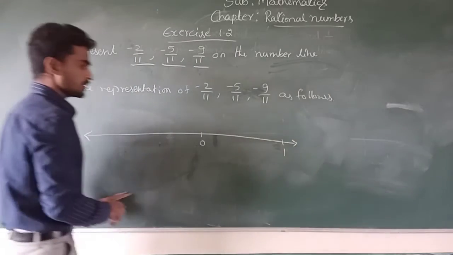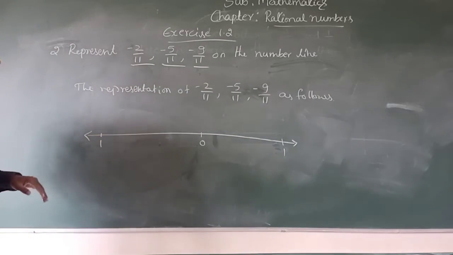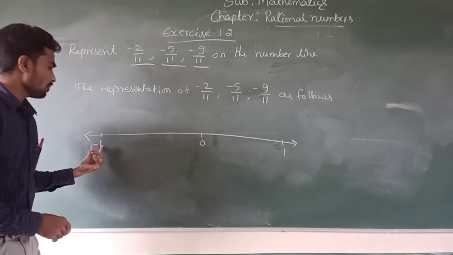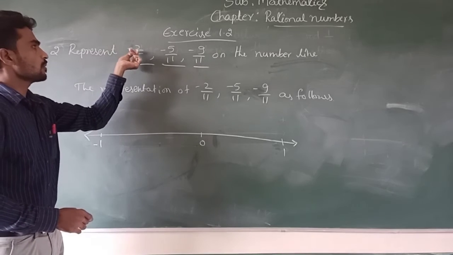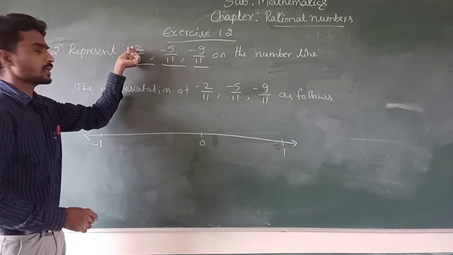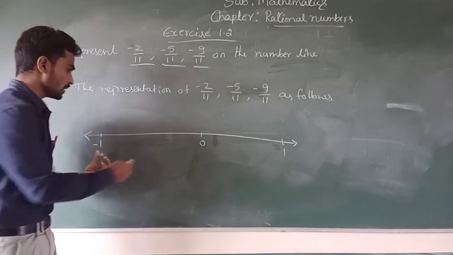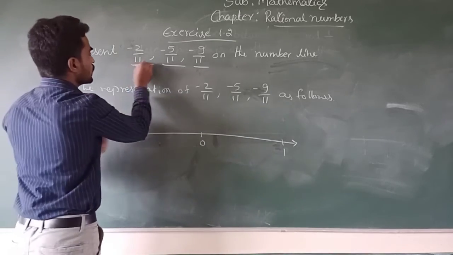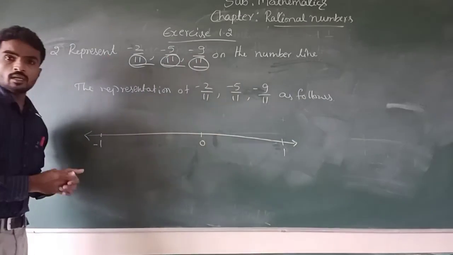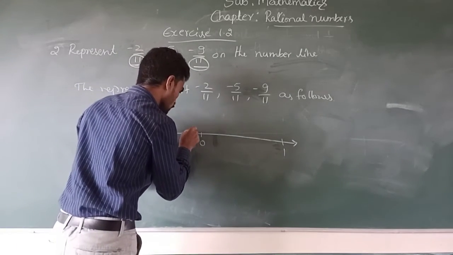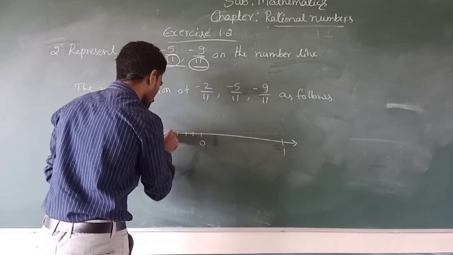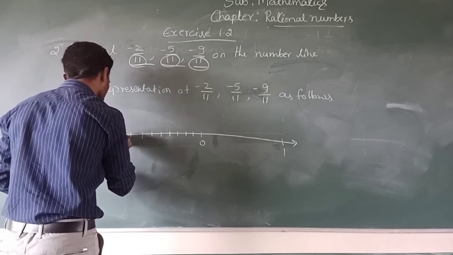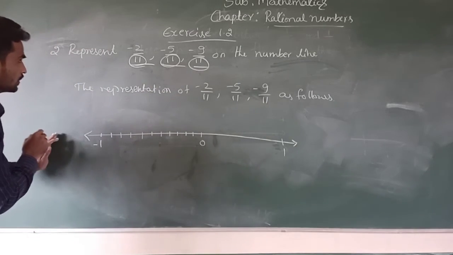Here, for example, 1 is there on this side and minus 1 is there on the other side. Now these values are in between 0 and minus 1. The value of 2 by 11 is less than 1. Here negative is there, so this value is in between minus 1 and 0. Now divide this, since denominator 11 is there, into 11 equal parts. Like this: 1, 2, 3, 4, 5, 6, 7, 8, 9, 10, 11.